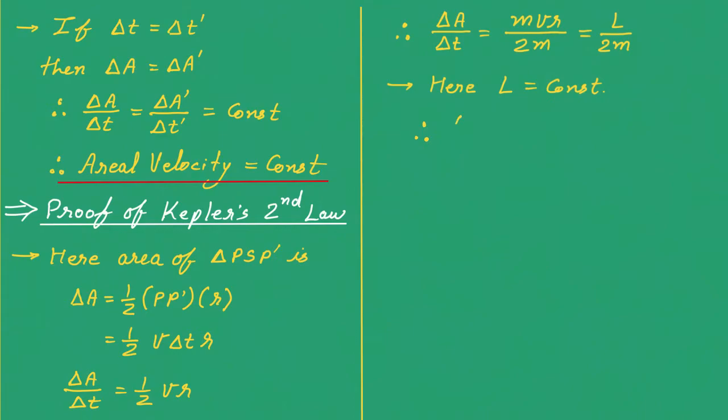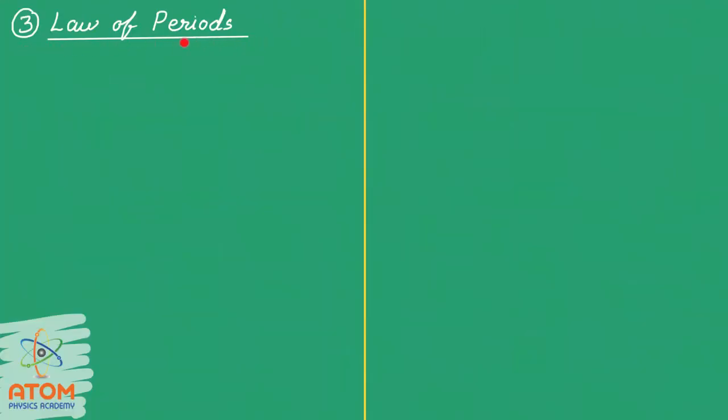So we can write that delta A upon delta t itself is constant. You know that delta A upon delta t is areal velocity. So I can write areal velocity is constant. This is nothing but the expression of Kepler's second law, which suggests that the line joining planet and sun always sweeps the same area in the same time interval. That means the areal velocity of a planet is always constant, right?